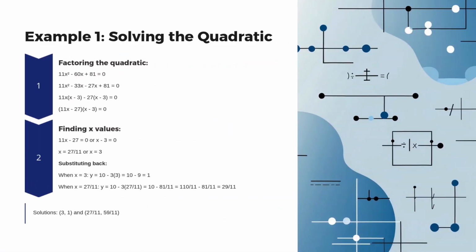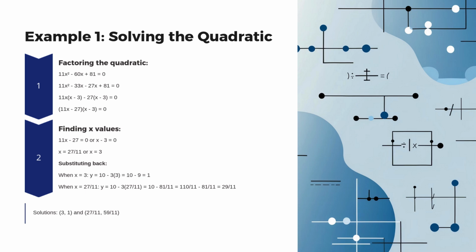Example 1. Solving the quadratic. Start with the quadratic obtained earlier. 11x squared minus 60x plus 81 equals 0. This is stated as the quadratic we will factor and solve. Factor the quadratic by grouping. 11x squared minus 33x minus 27x plus 81 equals 0.